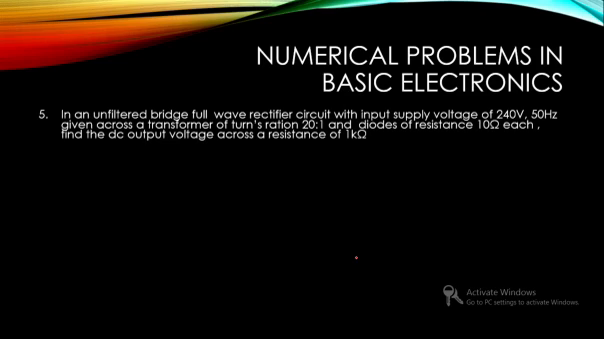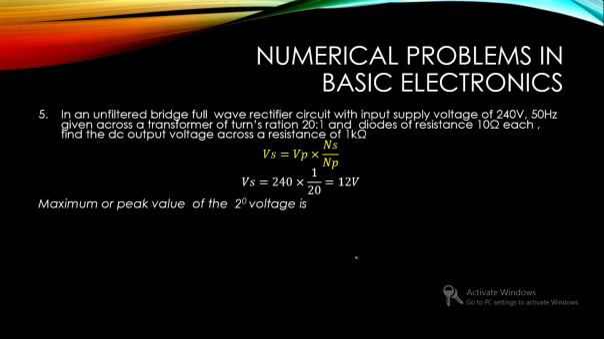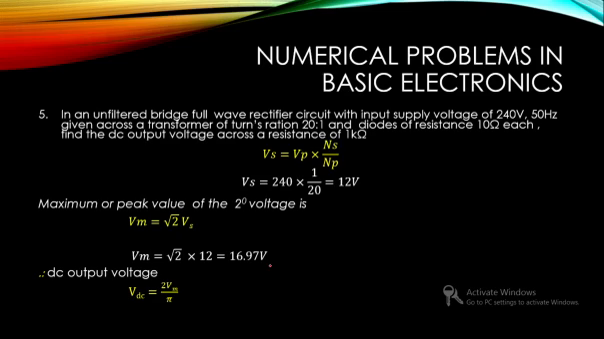So let us extend the problem to the bridge full wave rectifier also. So here you can see the same question is given. So you have evaluated the secondary voltage, and the difference is that here we will be considering the entire secondary voltage. So Vm is root 2 times Vs. So we can evaluate that, and DC output voltage is obtained as 2 times Vm by pi. Sorry, here there is a mistake, Vm is 16.97.